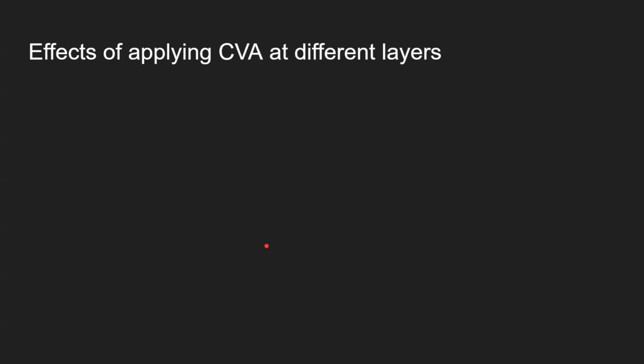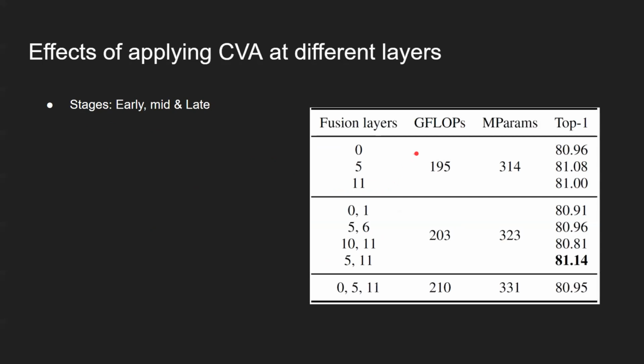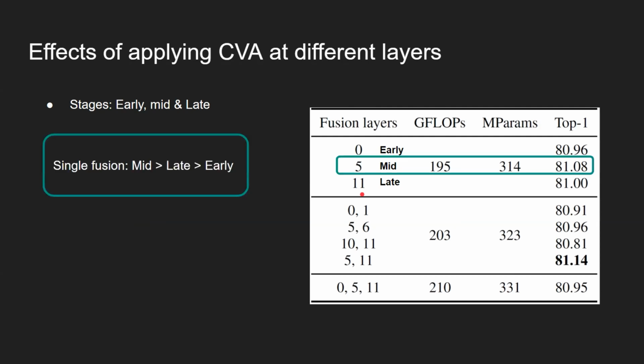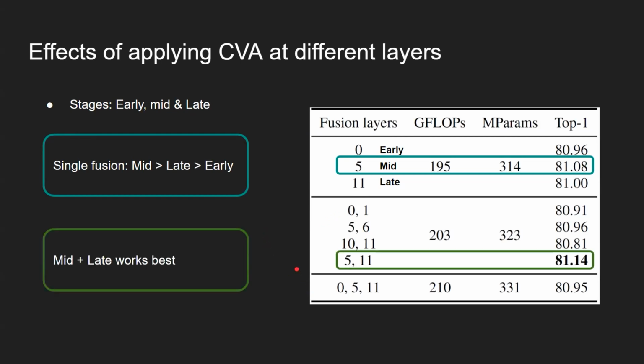The last experiment that they did was where exactly to put the fusion, what's the location. They divided this analysis into 3 stages: early, mid, and late. So it's like the 0th layer, 5th layer, and 11th layer of the transformer encoder. And they found out that individually, mid-stage fusion was the best. But they were also curious whether a combination of multiple could work in a better way. And yes, it did. The combination of mid and late gave them the best output.